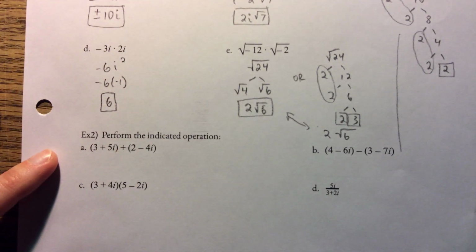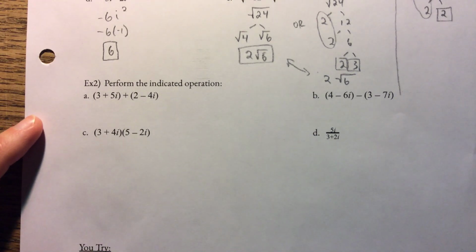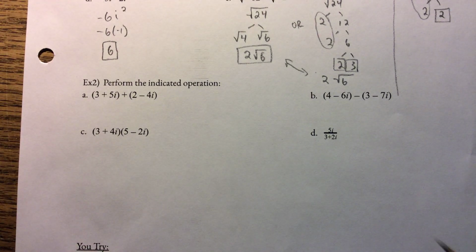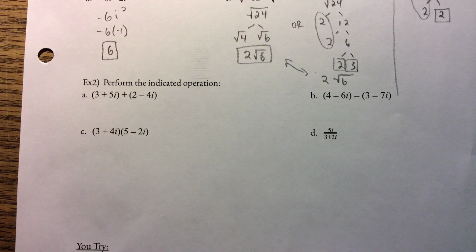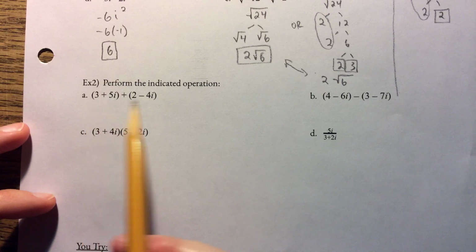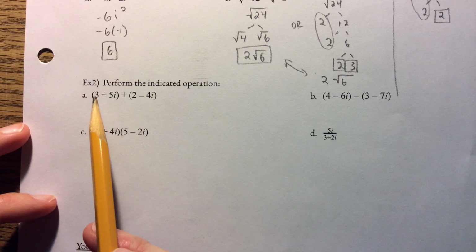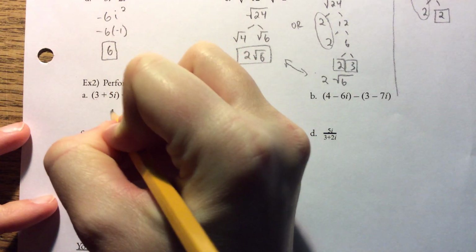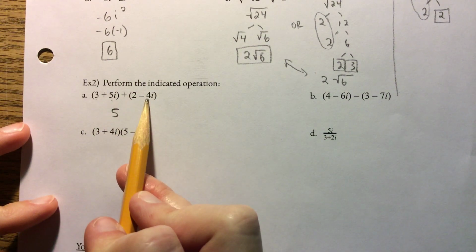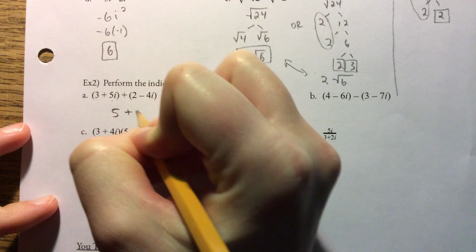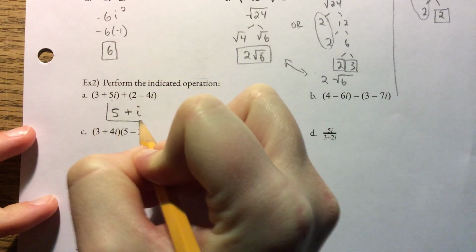Alright, so example 2, performing the indicated operation, we have addition, subtraction, multiplication, and division here. So addition works exactly like you think it would, and same with subtraction. So we're just really combining like terms. So I have a 3 and a positive 2, so that's going to give me 5. I have a 5i and a minus 4i, so that's going to be plus 1i or just plus i.